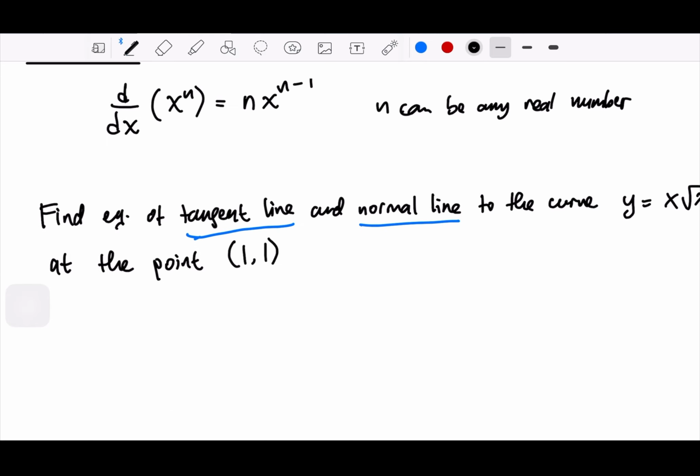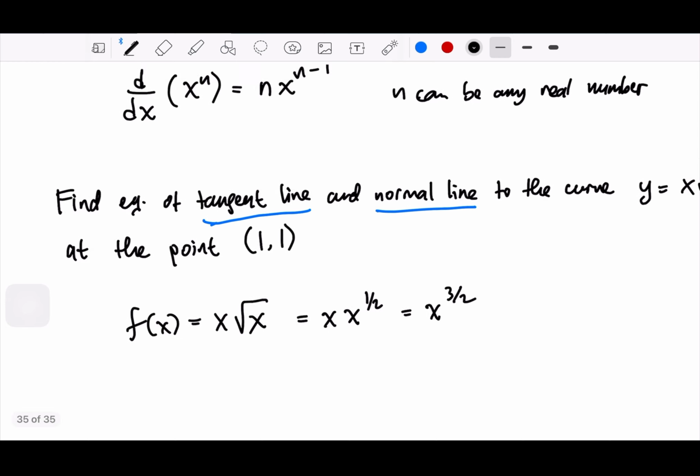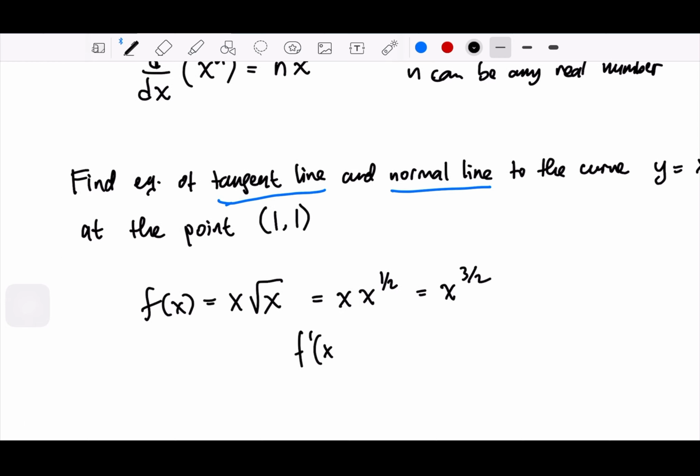Okay, so if we have f of x or y equal x square root of x, we can write this as x times x with power of half, right? And we can write this as x to the power 3/2. So our first derivative will be 3/2 x to the power 3/2 minus 1, right? Or we can say this is 3/2 x with power of half, or 3 over 2 square root of x.